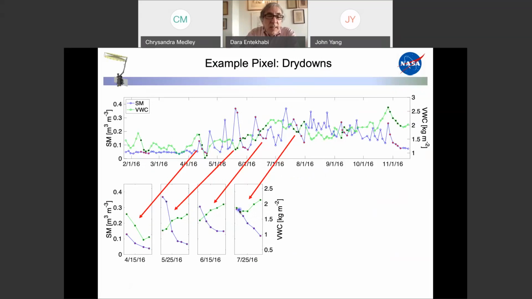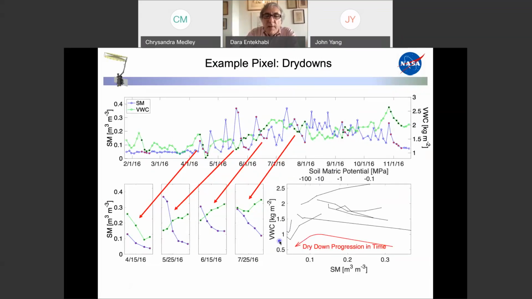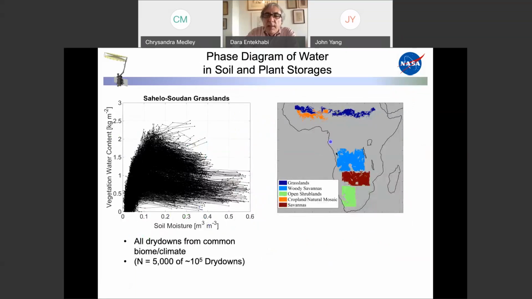In order to see how these two variables relate to one another, conditioned on their respective states, we have to go to a phase diagram, meaning take the time variable out and look at the evolution of soil moisture and volumetric vegetation water content. So this is, as you go from right to left, a dry down. It's pretty noisy for this little short time series. But if I look at these same blocks as you saw before, areas of similar climate and vegetation, with satellite data over 6 years, you get a lot of dry downs.